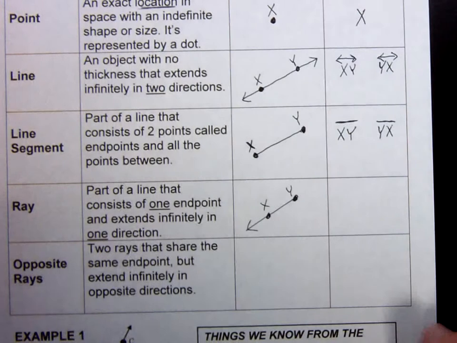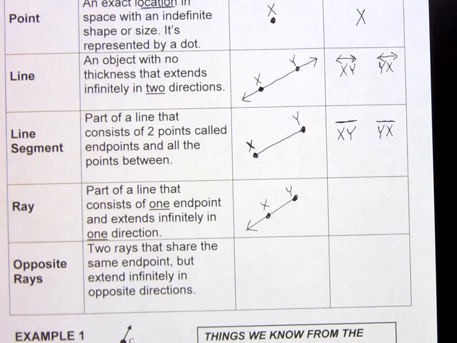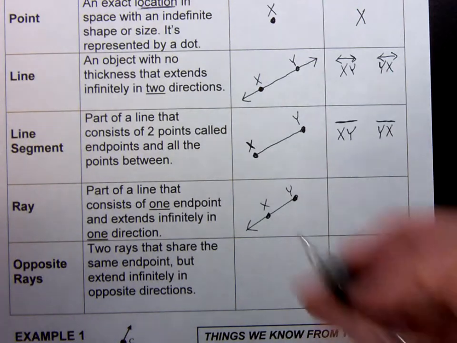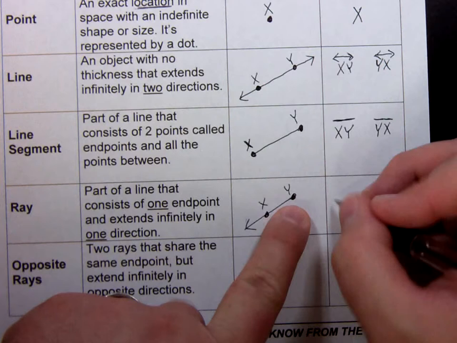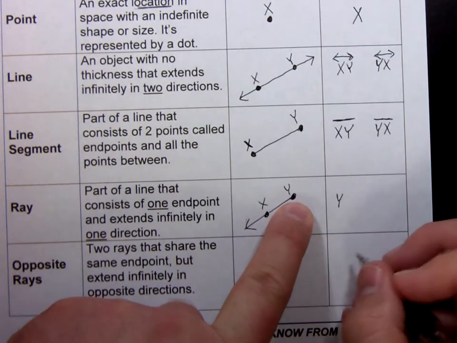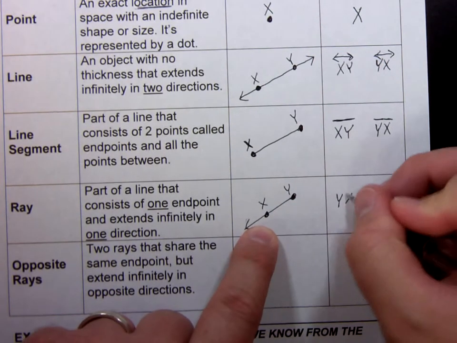Now when you name a ray, this is the first time that the order of the letters is important. A ray does have a direction because it only extends to infinity in one direction. So it always starts from the endpoint and goes through another point as it goes towards infinity.